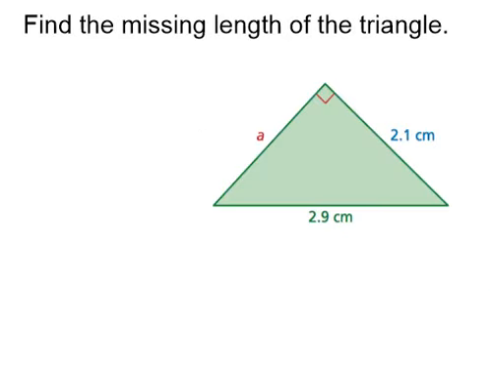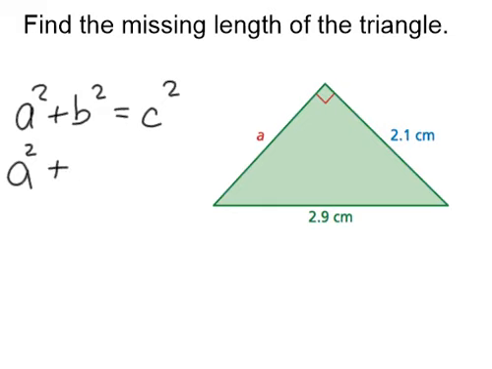All right, another example kind of similar to that. This one just includes some decimals, but we'll set it up the same way. A squared plus b squared equals c squared. We don't know what a is. B is going to be the other leg that forms the right angle, and then opposite of the right angle is the hypotenuse, which will be C.